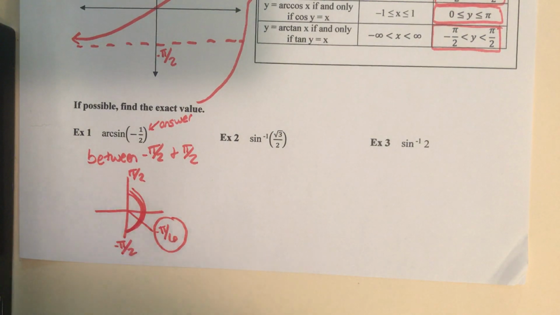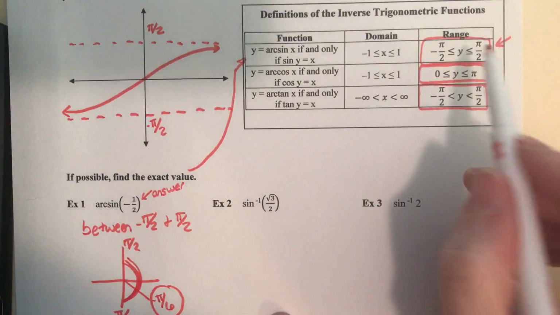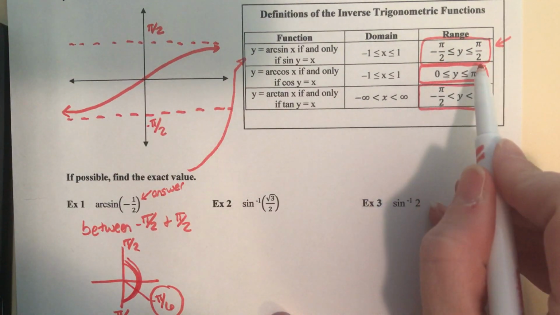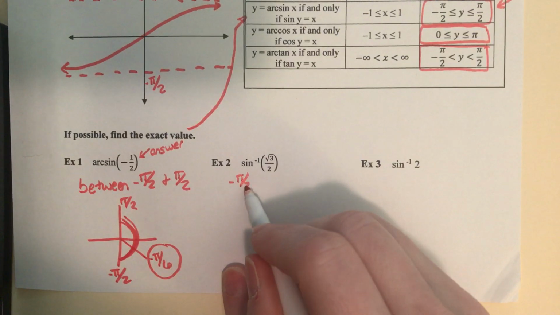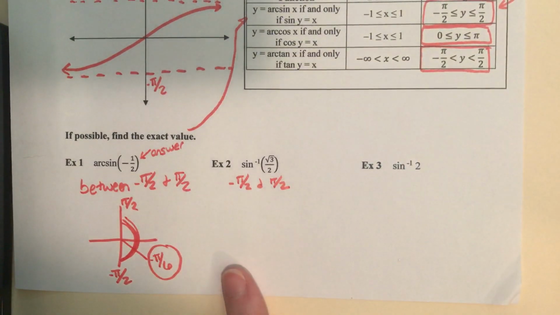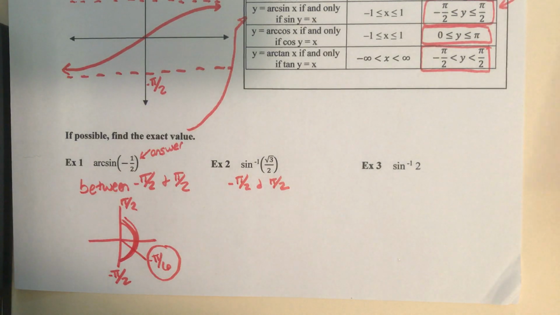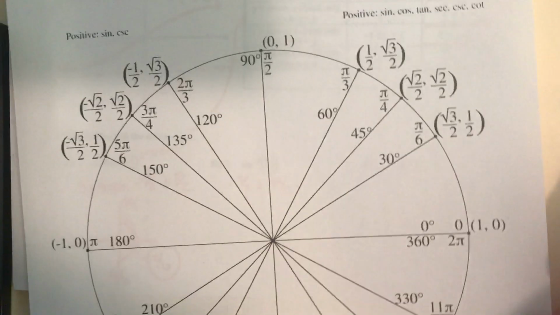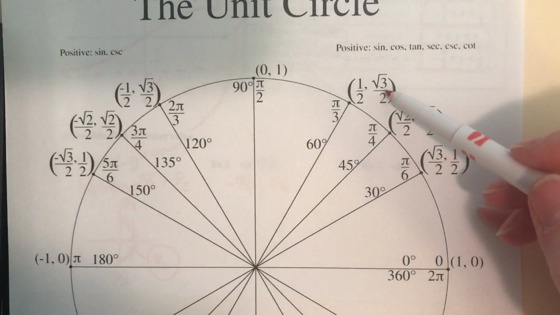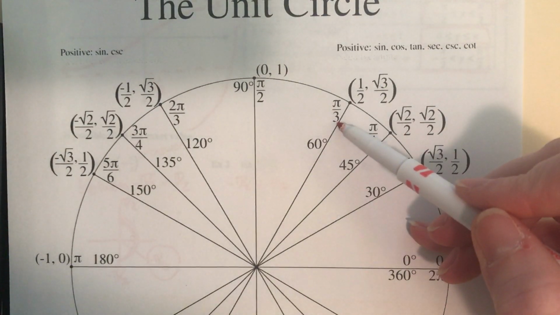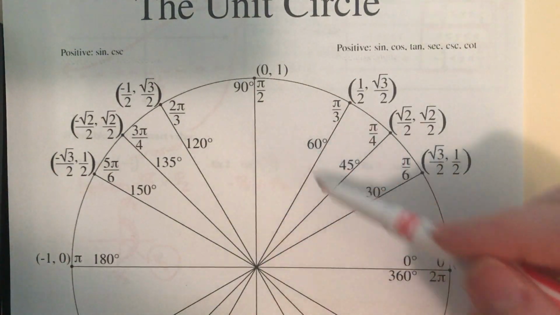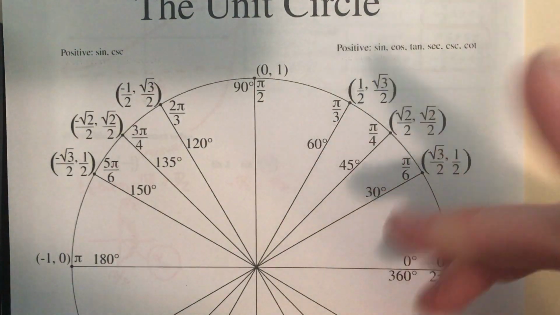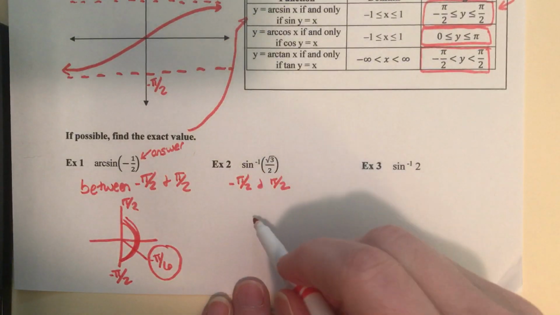Okay, so let's try number 2. We have the inverse sine of √3/2. So I'm going to look at my chart again. Sine, our answers are always going to be between -pi/2 and pi/2. So I'm just going to write that down again so I know. And I'm going to look at my unit circle. So I'm looking for an answer in the first or fourth quadrant where sine, which is the y, is √3/2. So I see right away at the top, sine is √3/2 at pi/3. And pi/3 is in between -pi/2 and pi/2, so I don't have to change it. So that's my final answer.